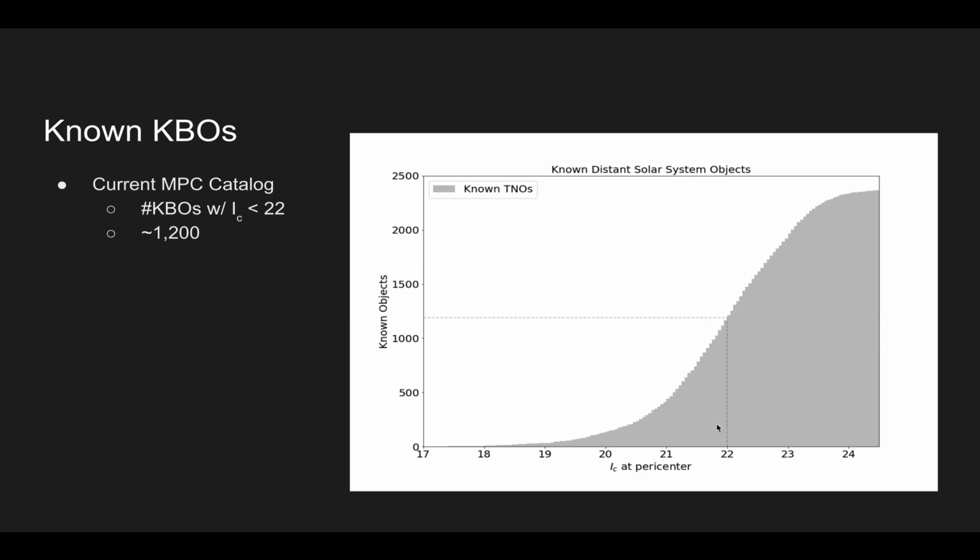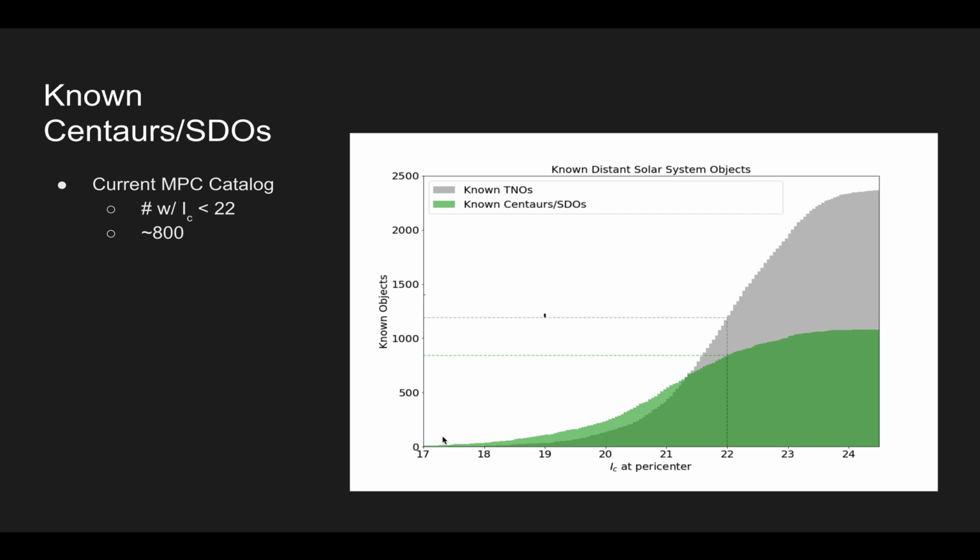For reasons that will become apparent in the rest of the lecture, some magnitude around about 22nd magnitude is going to be of interest. So currently we know of about 1200 such Kuiper Belt objects that are 22nd magnitude or brighter. And for those centaurs and scattered disk objects with much higher eccentricities, again at that 22nd magnitude range, around about 800 are currently known at that magnitude or brighter.